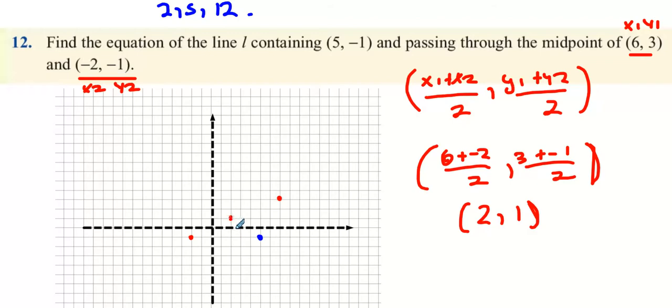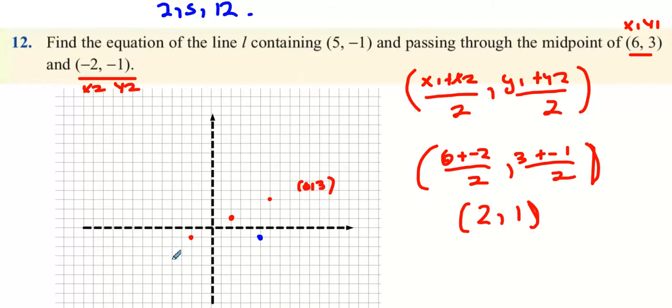2 across, 1 up. And we can see that this red dot is in fact the midpoint. Oh, 1 sec, lads. Oh, sorry. I did 7, 3, not 6, 3 at the start. It's my fault. So you can see that's the point 6, 3.